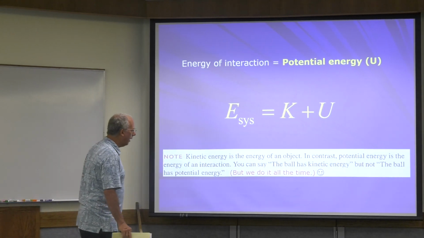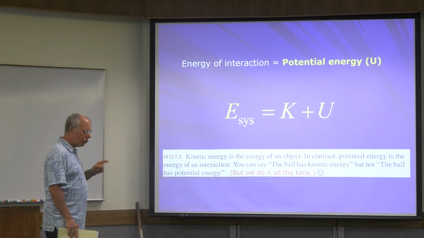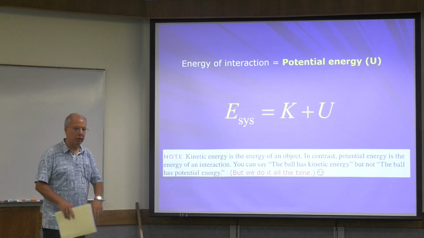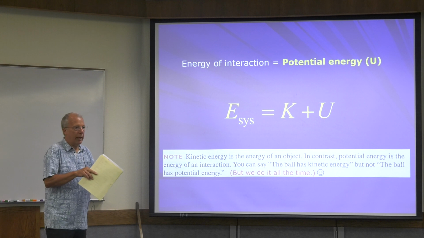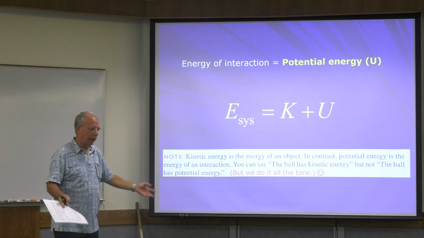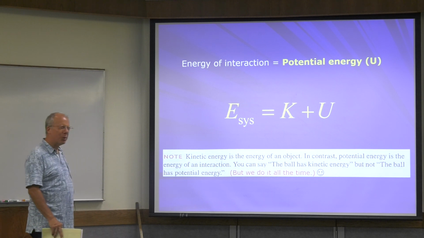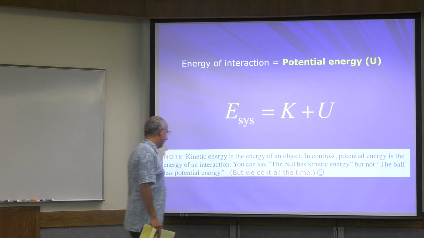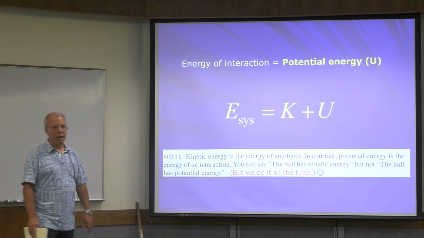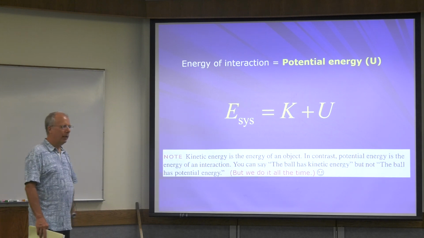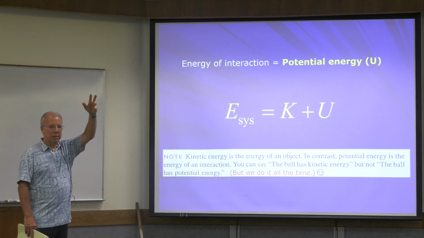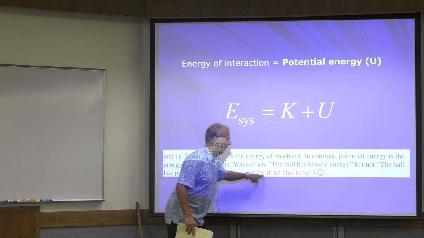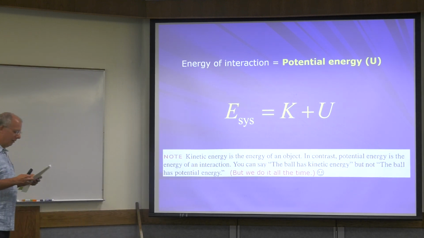You can say the ball has kinetic energy, but you shouldn't say the ball has potential energy, because remember, potential energy is the energy of interaction. So you should really say the ball and the Earth have potential energy. But guess what? We say this all the time. We always say things like the ball has potential energy. Technically it's wrong, but I think it's pretty much understood, right? When you say the ball has potential energy, you're talking about the system of the ball and the Earth. So there's my confession. We say this all the time, even though it's improper.